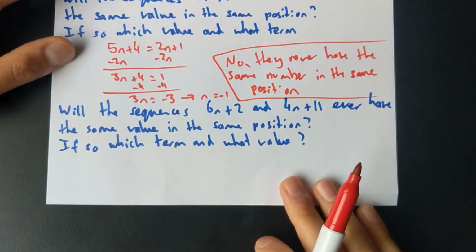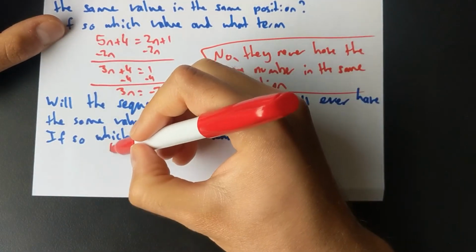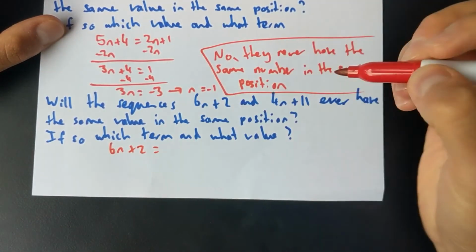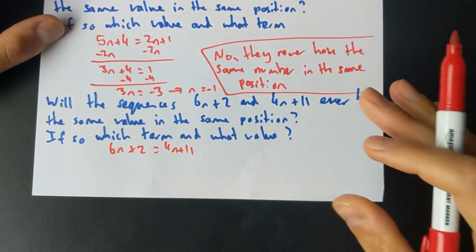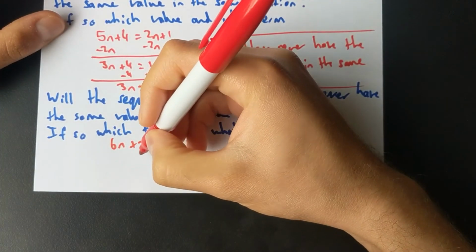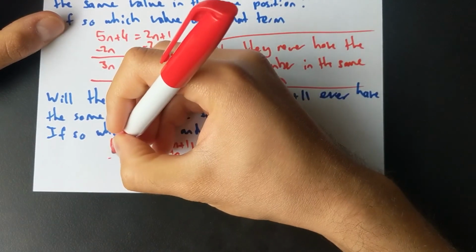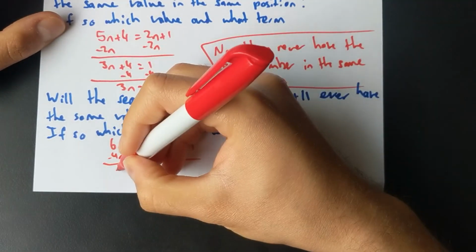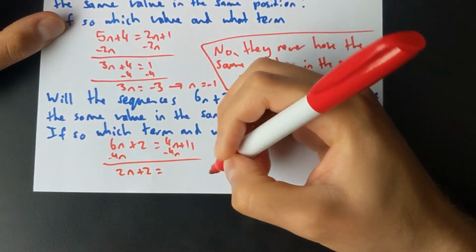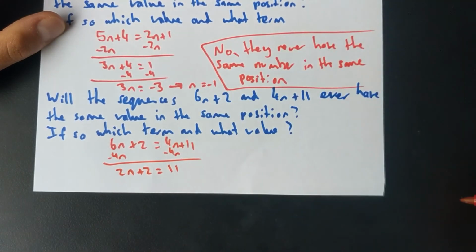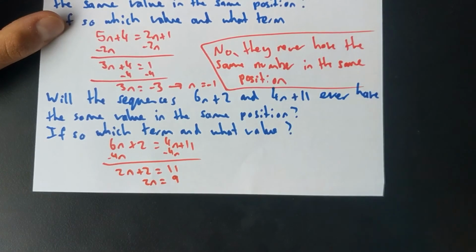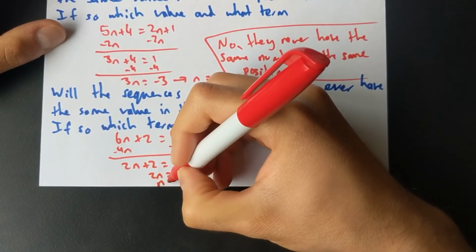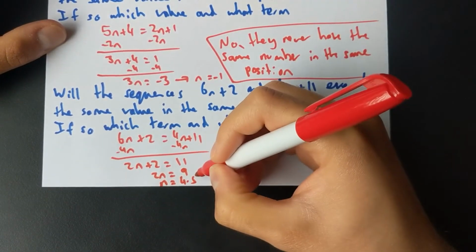Okay, last one. We've got 6n plus 2 is equal to 4n plus 11, and I've left myself even less space with this one. So let's take away 4n, and we get 2n plus 2 is equal to 11. If I take away the 2, I would get 2n is equal to 9. Divide by 2 and I get n equals 4.5.